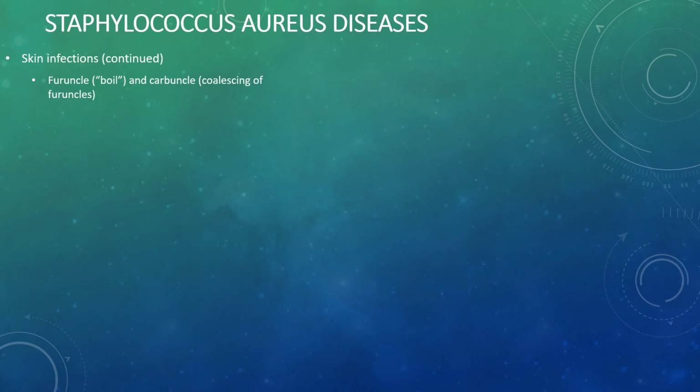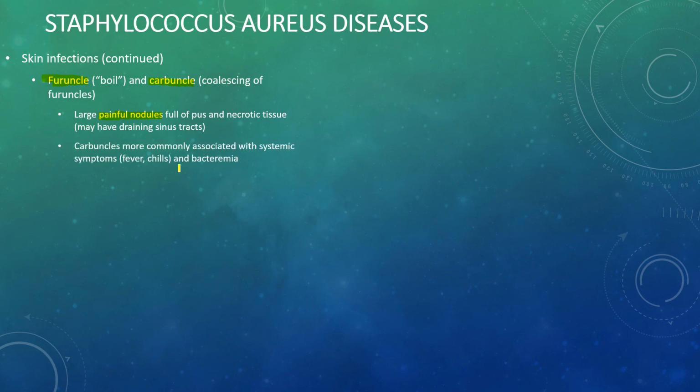It's this giant lesion that forms, it's nodular. And you can also have a carbuncle, which is even bigger than a furuncle, and that's a coalescence of a bunch of furuncles. So these are some pretty bad abscesses forming caused by Staphylococcus. They're large, painful nodules full of pus and necrotic tissue, and they may have draining sinus tracts, meaning that pus can leak out from the actual nodule to the surface.